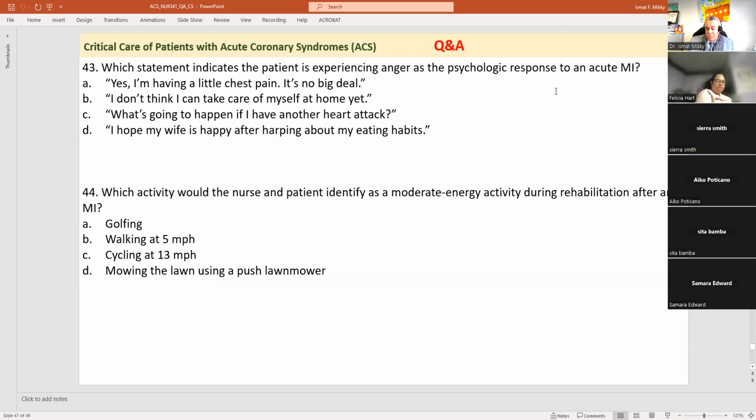44. Which activity would the nurse and patient identify as a moderate energy activity during rehabilitation after an MI? A, golfing. It's a moderate energy activity that expends about 5 metabolic equivalent units, within the 3 to 6 METs activity level desired for patients by the time of discharge from the hospital following the acute MI. So it is acceptable, right?